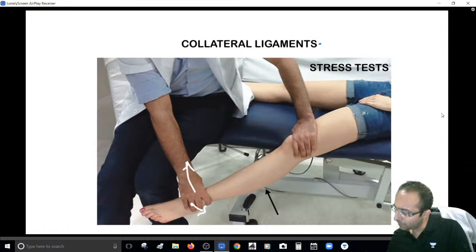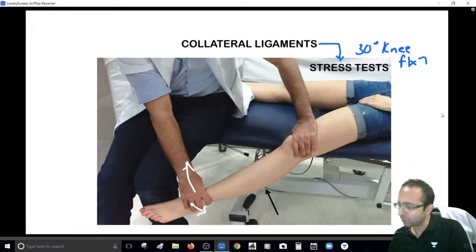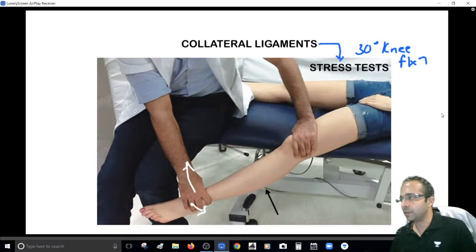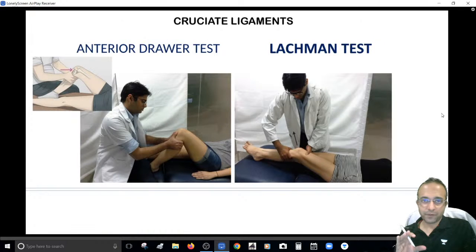So for collateral ligaments, you need to know about the stress tests, and they are best performed in 30 degrees of knee flexion. Like you can see over here, the leg has been taken away from the table to flex the knee to around 20-30 degrees. Clear enough? So the joint space on the medial side would widen because this leg would go laterally. Fine. Now collateral ligaments you will test by stress tests.